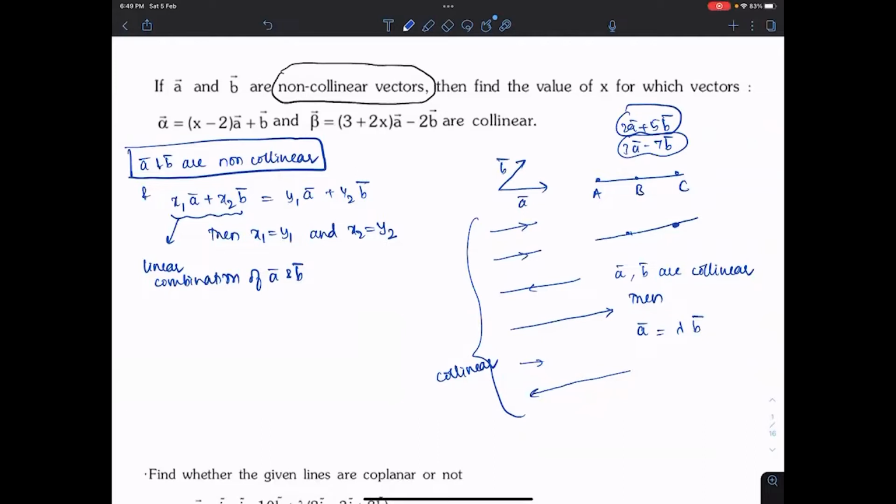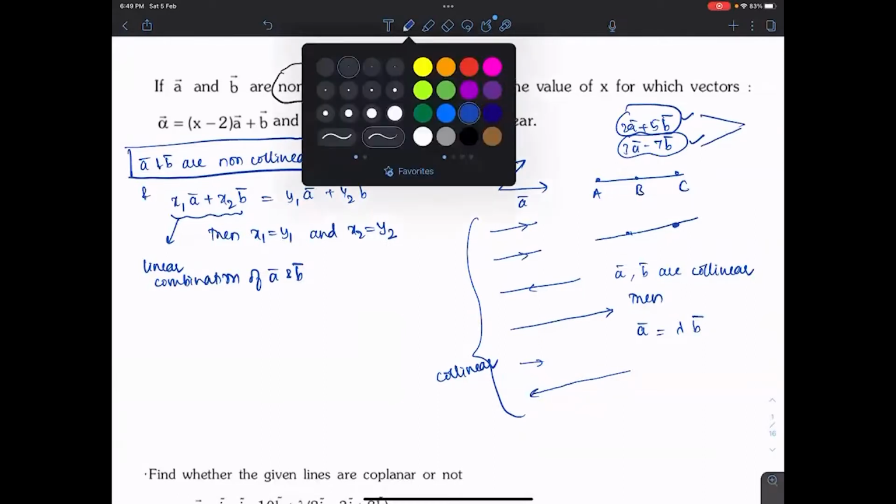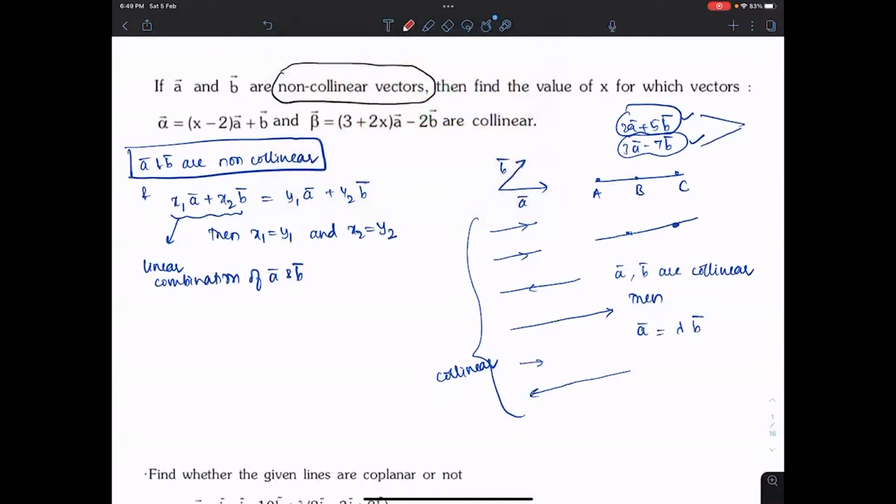Then different combinations will give you different vectors. No 2 combinations will give the same vector. Not possible. That is what they are saying. That means if 2 different combinations, here the combination is x1, x2, here the combination is y1, y2, are giving the same overall vector, it means those 2 are not different combinations, they must be the same combination. That's why x1 must be equal to y1 and x2 must be equal to y2. That is a condition. Okay.